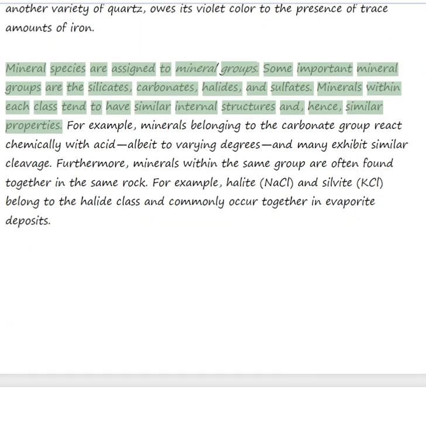Mineral species are assigned to mineral groups. Some important mineral groups are the silicates, carbonates, halides, and sulfates. Minerals within each class tend to have similar internal structures and, hence, similar properties.